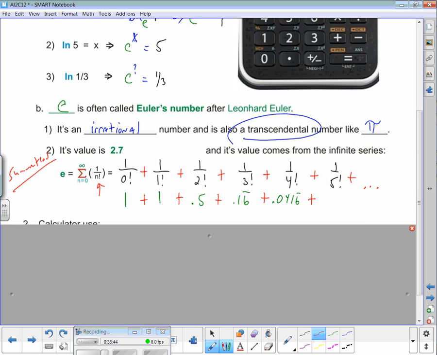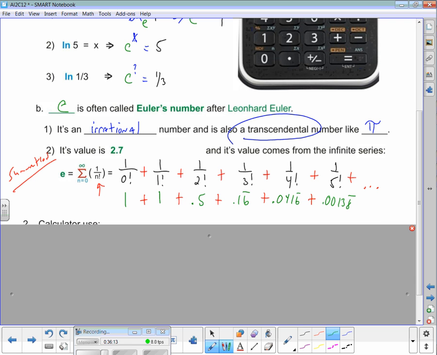And we'll do one more. 5 times 4 is 20, times 3 is 60, times 2 is 120. 1 over 120 is 0.00138 bar. And again, we're not going to keep going. But as you keep going, if you take it to infinity, it equals E.